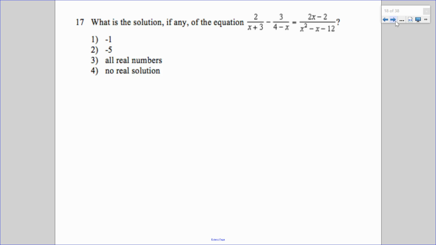Well, I could solve this by hand, but you know what? I'm not going to. I'm going to use multiple choice strategies. I'll talk about how to do it by hand in a little bit, but this is a nasty, long equation to solve, or you can just check each answer and see if it works.